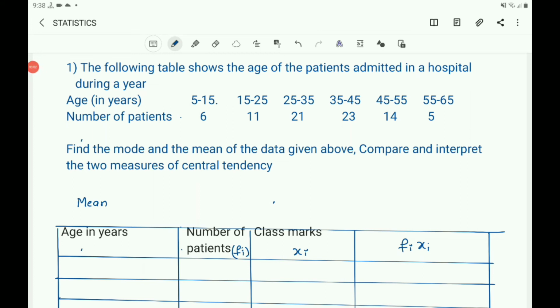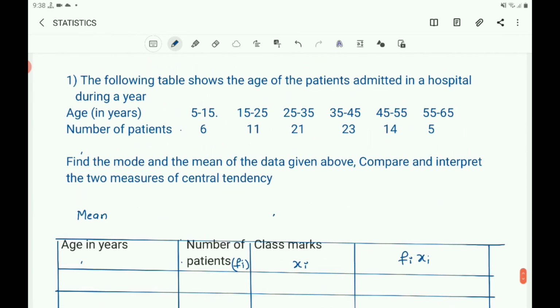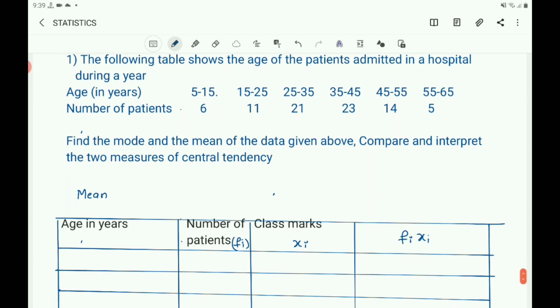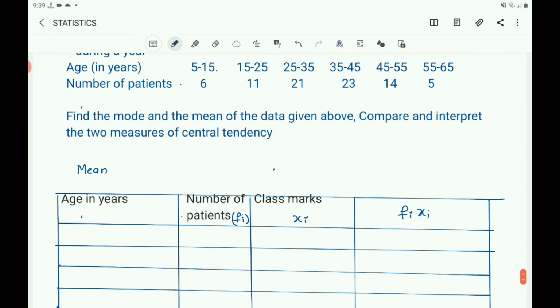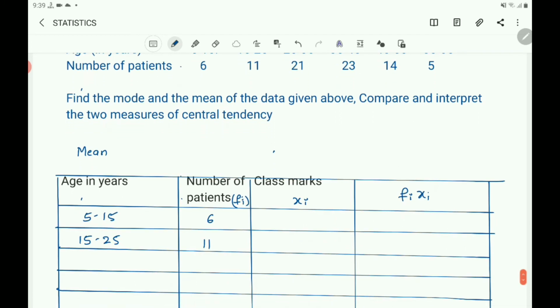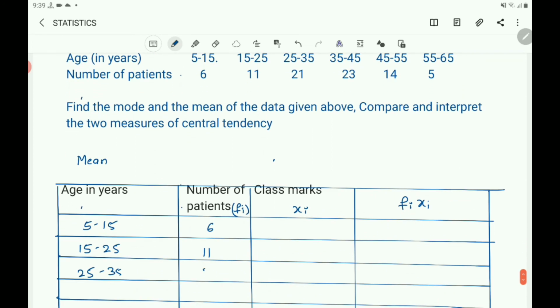Now let us find the mean. Here you take the column. First column is for age in years. Second column is for number of patients, that is for Fi. And third you find, that is class marks, that is the midpoint of the class interval. And also Fi Xi. First you take age in years, that is 5 to 15, and the frequency, number of patients, is 6. 15 to 25, number of patients 11. And 25 to 35, number of patients 21.